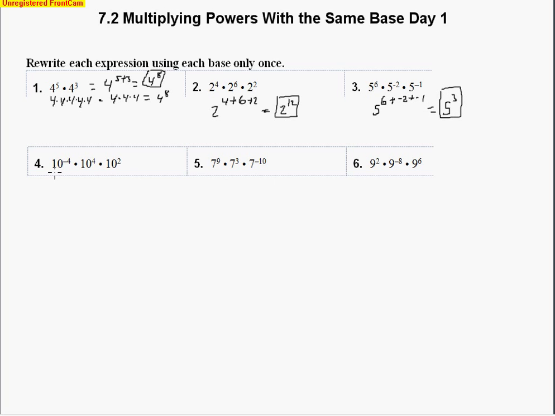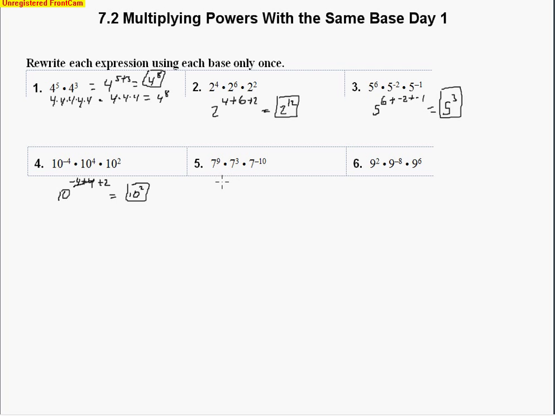On this next one, when I look at these two terms, the 10 to the negative 4th is going to cancel the 10 to the positive 4th. You can see that because they make 0. And any number to the 0 power is going to end up being 1. And then we have still the 10 to the 2nd, so these two will cancel each other out, and I'm still left with that 10 to the 2nd power.